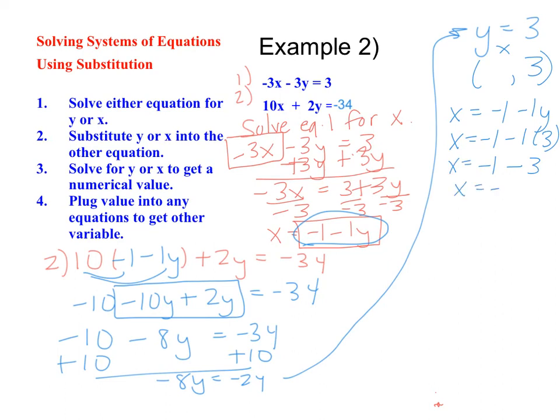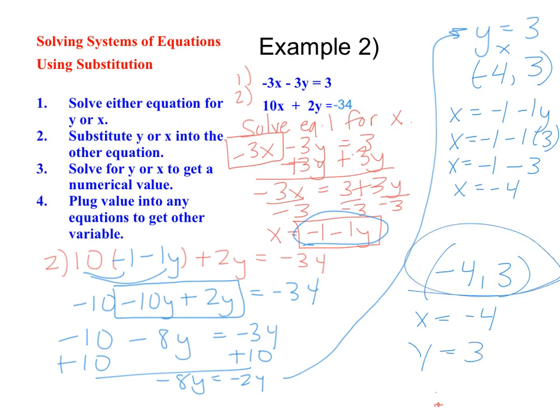So x has to be negative 4, which means our solution, when we graph this, would occur at negative 4, 3. That'd be the same thing as writing your answer as x equals negative 4, y equals 3, but this is the shorter, more concise, and more mathematically correct way to express your answer.